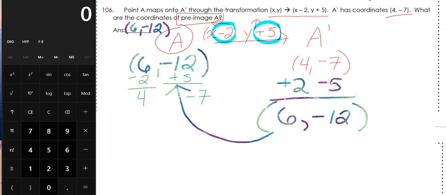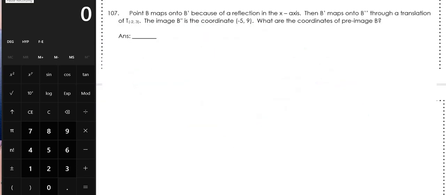Okay, let's move on. Number 107. Read the question, then come back.